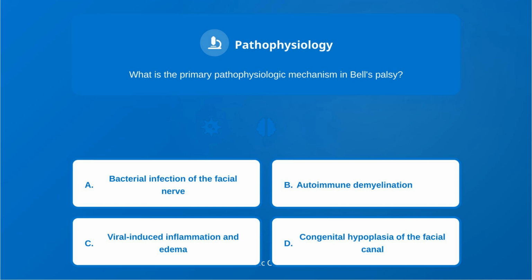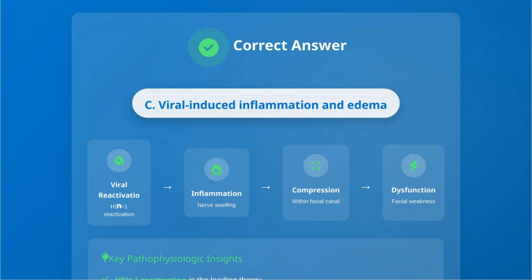What is the primary pathophysiologic mechanism believed to be responsible for Bell's palsy? A. Bacterial infection of the facial nerve. B. Autoimmune demyelination. C. Viral-induced inflammation and edema. D. Congenital hypoplasia of the facial canal. Consider what we know about the underlying mechanisms of idiopathic facial palsy. The correct answer is C, viral-induced inflammation and edema.